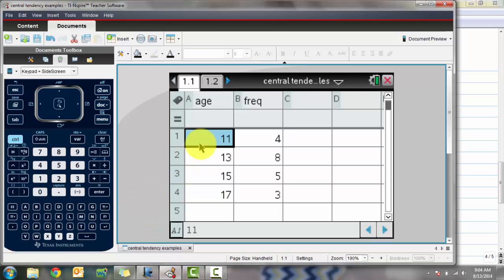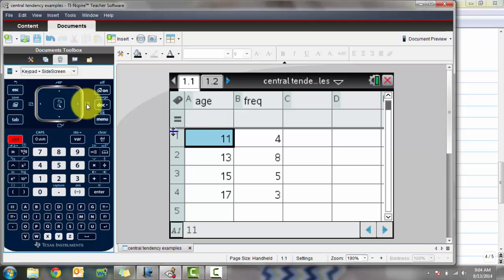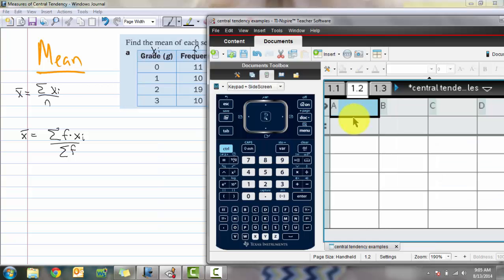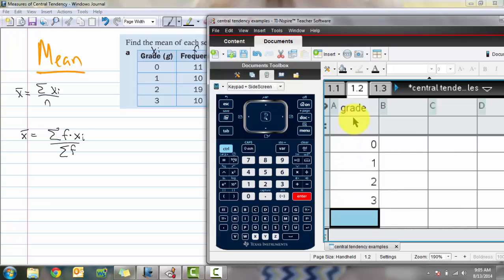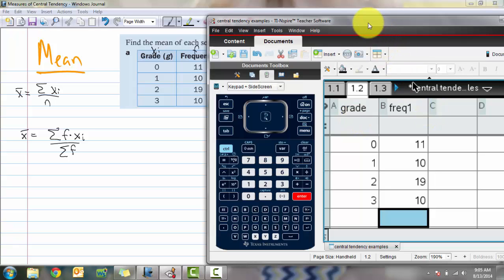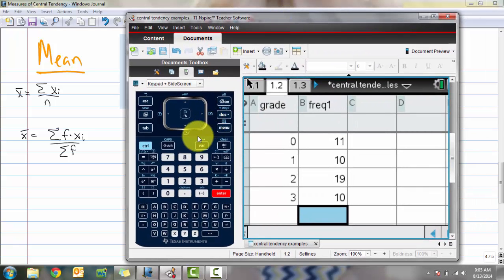this with the calculator. I'm going to hit Control, add a page. We're going to add lists and spreadsheets. All right, so we have grade. Always give a name in the top row of the table. 0, 1, 2, 3. In column B, we have our frequencies: 11, 10, 19, and 10. Okay, so now how do we find our mean using this?